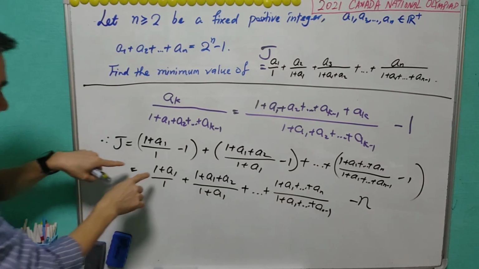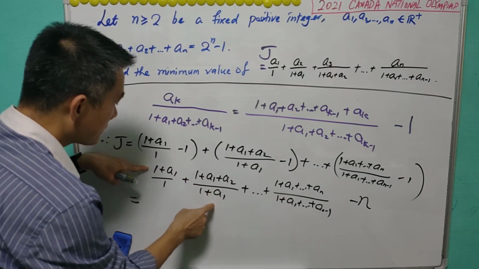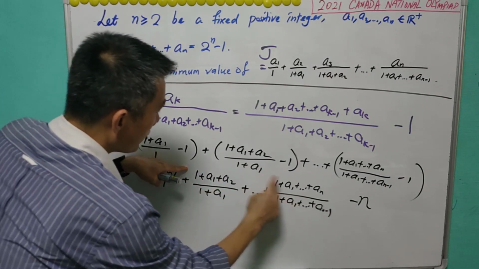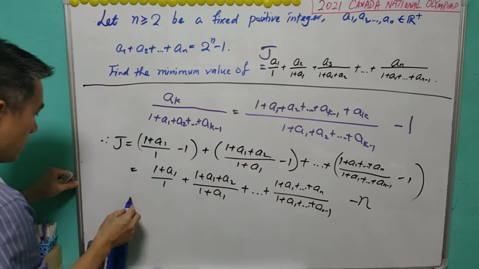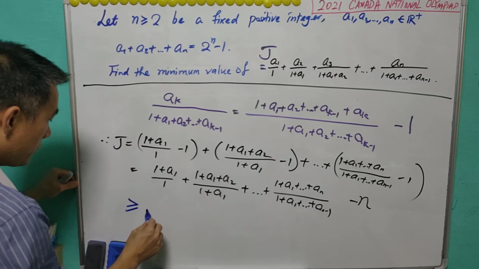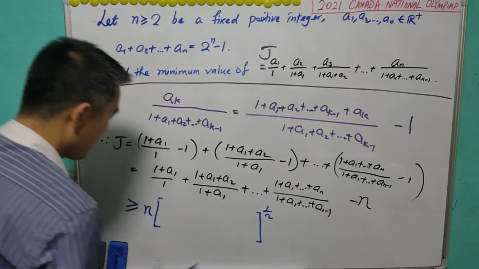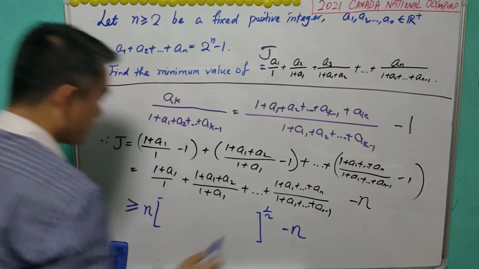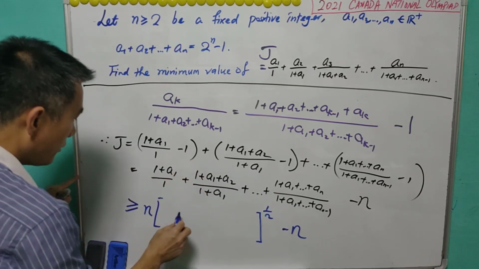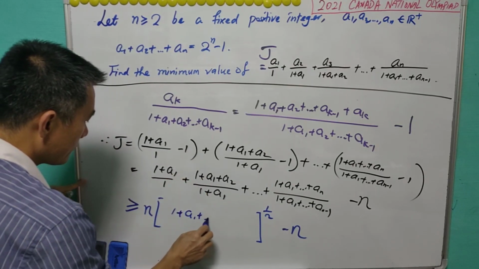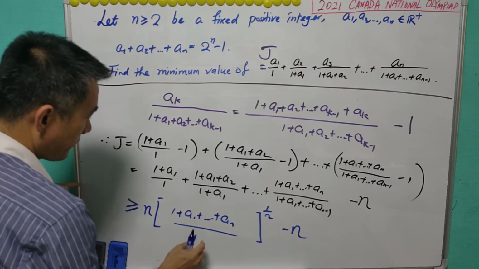Now you see that the numerator of this term will be equal to the denominator of the next term, and it is always true. And there are n terms here. Using AM-GM inequality, this will be greater than or equal to n times the product to the power of 1 over n, minus n. The product will be cancelled off except for the last one, and over 1, the first one.